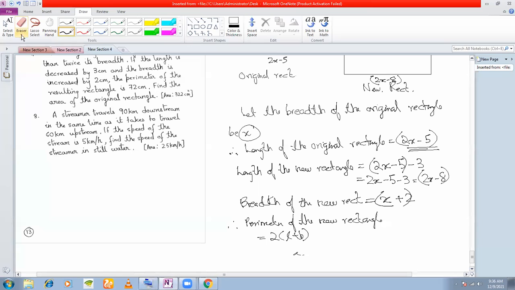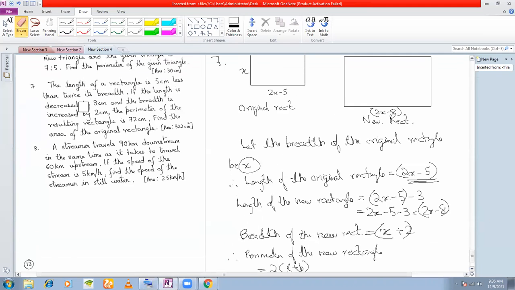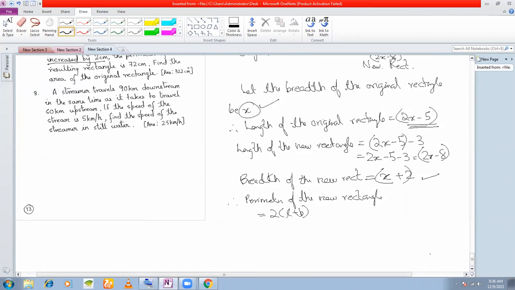So, sir, how did you get the breadth? The breadth is increased by 2 centimeters. Read this line. What was the original breadth? x. So I increased it by 2 centimeters. Okay, sir. So twice. Length here is how much? 2x minus 8. So write 2x minus 8. And breadth here is x plus 2.